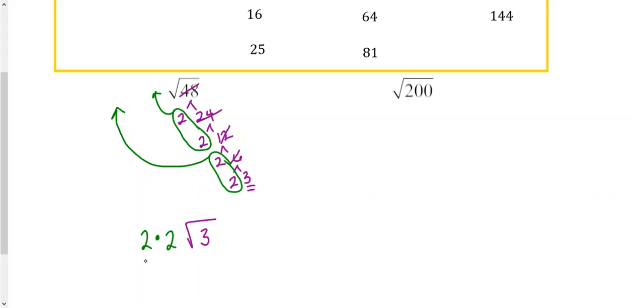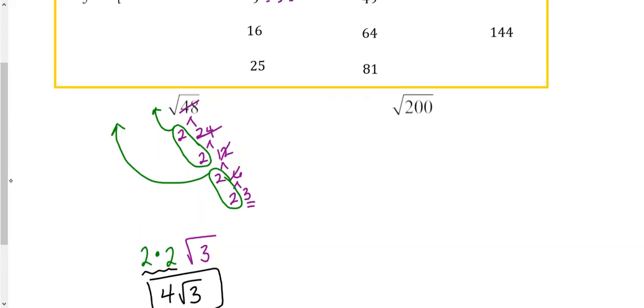My last step is to simplify the outside. So I have 2 times 2, which gives me 4 square root 3. And that is my answer. That is my simplified version of the square root of 48. So in a calculator, if you were to do the square root of 48, hit enter, you'd get a decimal. Then if you were to type in 4 square root of 3, hit enter, you would get that same decimal. So all we're doing is making it smaller. We're simplifying it.